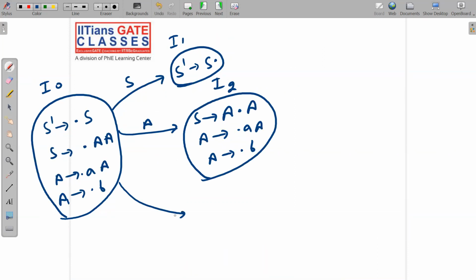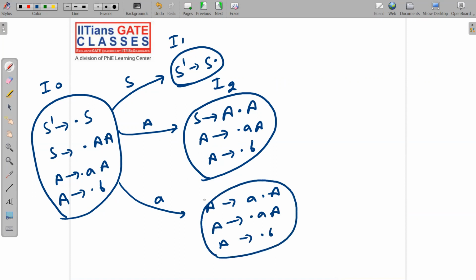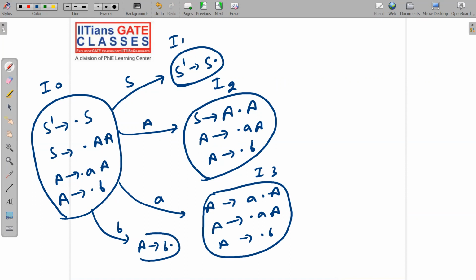Yes, small a. On reading small a, we go to A goes to a dot A. Dot is present in the beginning of A, so I will add all A productions with dot in the beginning. Okay, so this is your state number 3. Now on reading small b, we will go to A goes to b dot. Yes, this is our final item. Now on capital A, see here there is no scope of movement. Here we have scope: capital A and small b. On capital A, we will go to A goes to aA dot.